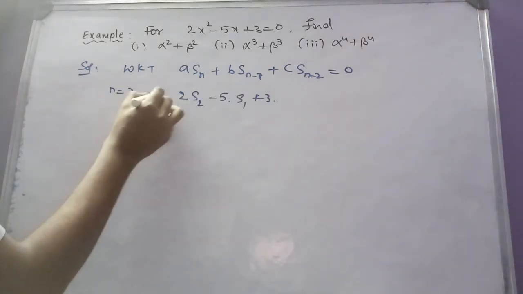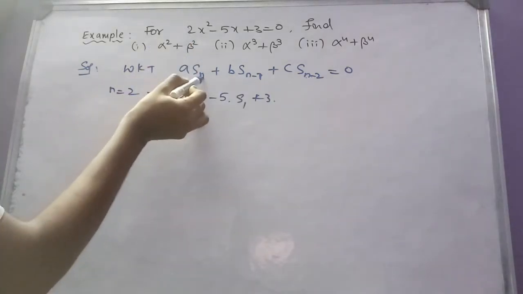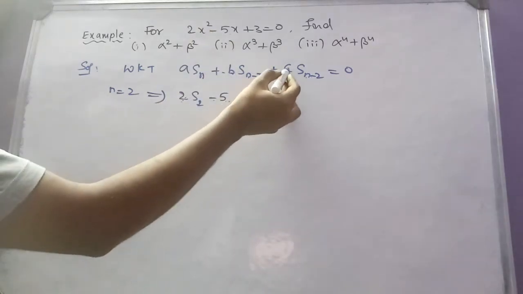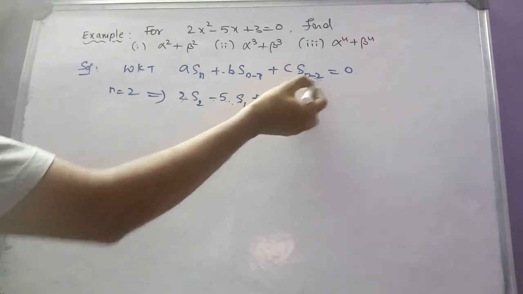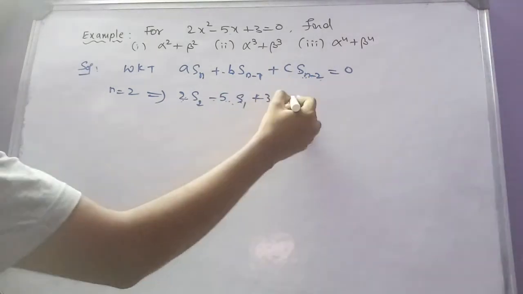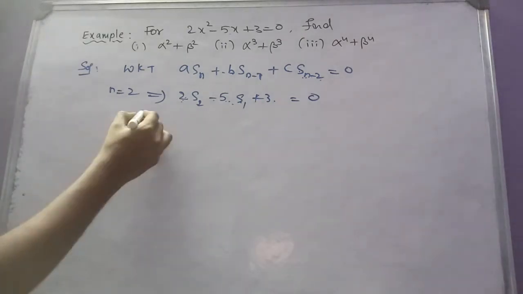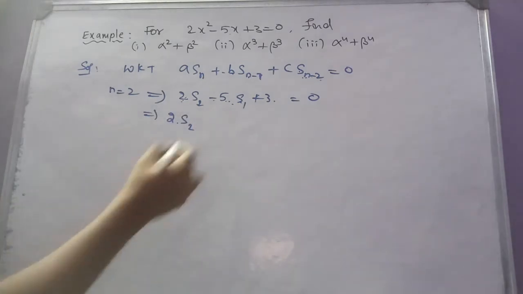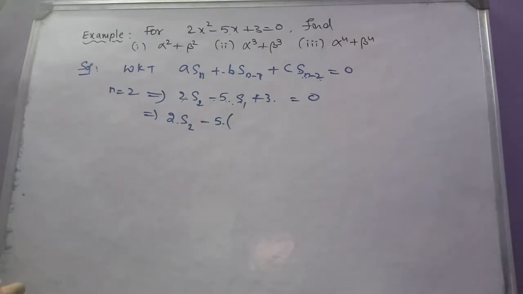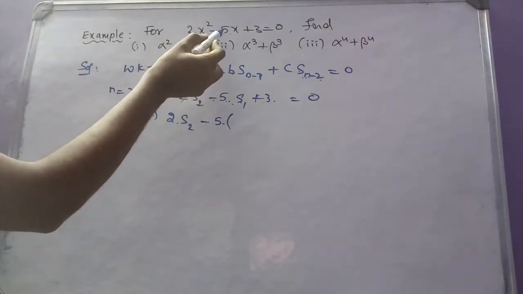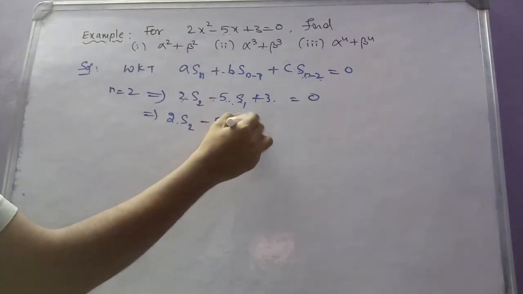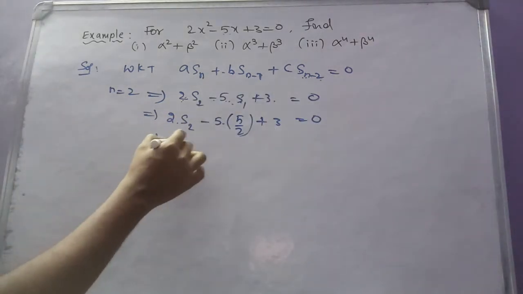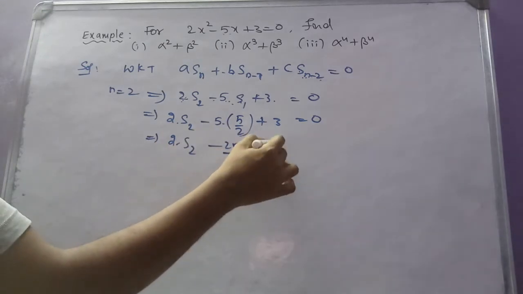If I take n is equal to 2, then what happens? A is 2 into s2, plus b means minus 5 into s1, plus c means 3 into s2 minus 2, which means s suffix 0. That means it is just nothing but 1. So it is equal to 0. So 2 into s2 means alpha square plus beta square. Okay, keep it as s2 only. So minus 5 into s1 means alpha plus beta, sum of the roots. So look at the equation, alpha plus beta is minus b by a only, right? So which means 5 by 2 plus 3 equal to 0. Now simplify, you'll get the value of s2. So that implies 2 into s2 minus 25 by 2 plus 6 by 2 equal to 0.